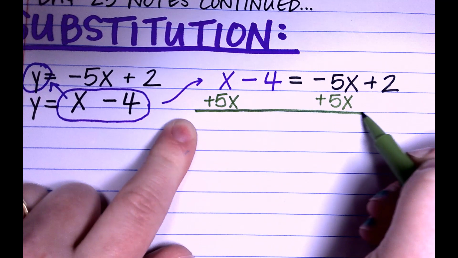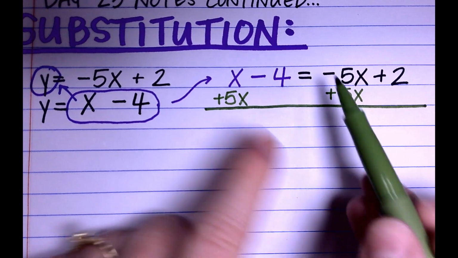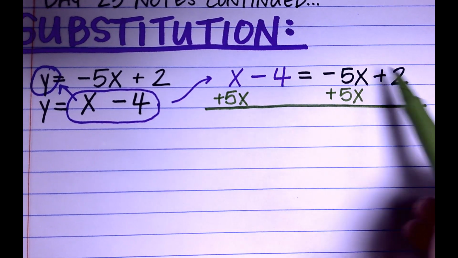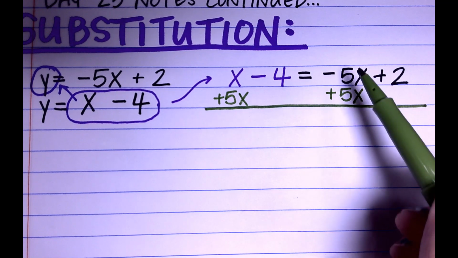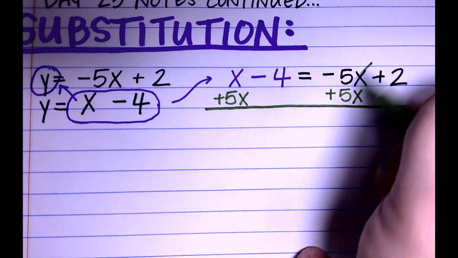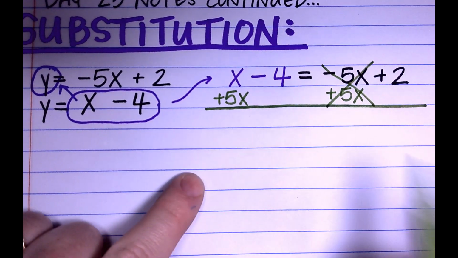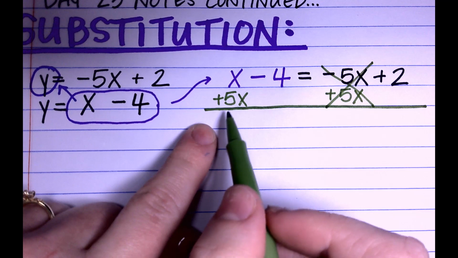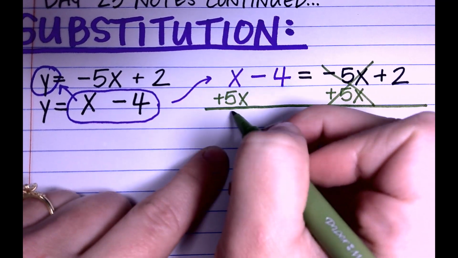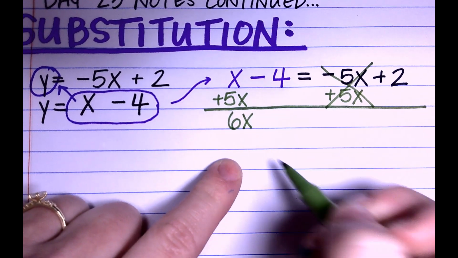Okay. So I've done that. I've added 5x to both sides. What happens on this side of the equation with the minus 5x plus 5x? They cancel out. Perfect. So I don't have any x's on that side now. Now moving over here, what is x plus 5x? 6x. So I'm going to write 6x, and then we just bring everything down.